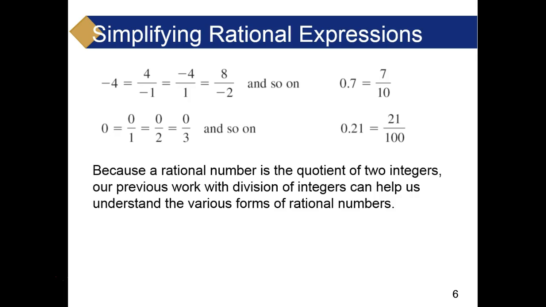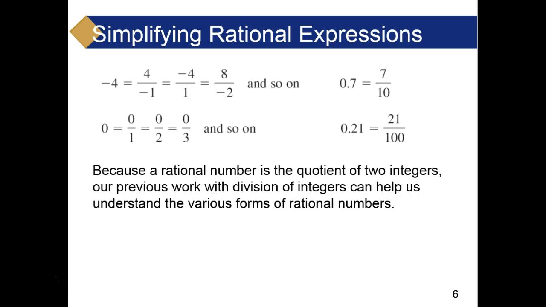Here's some more. The -4 is either 4 over -1, or -4 over 1, 8 over -2. Tons of ways you can do that. We've already said 0.7 is 7/10. 0 could be 0 over 1, 0 over 2, 0 over 3, 0 over -1, 0 over -2. What can it not be? 0 over 0. Don't do that one, okay? You cannot ever divide by 0, okay? And decimal number 0.21 is 21 hundredths.